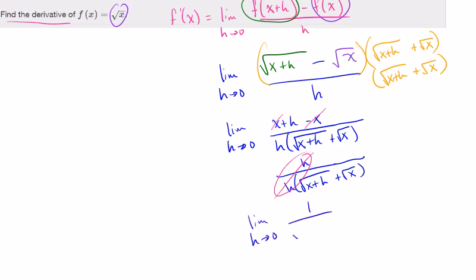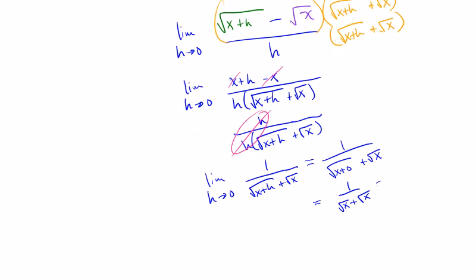So we have a 1 on top, and then we have root x plus h plus root x. And if I plug in 0 now, I'm not going to end up with the denominator equaling 0. I'll end up with just a real, defined value. So I'll have 1, and then here I'll have root x plus 0, which is root x. So what we end up with is 1 over root x plus root x. And when we add root x plus root x, we get 2 root x. And so this is our final answer. So f prime of x is 1 over 2 root x.